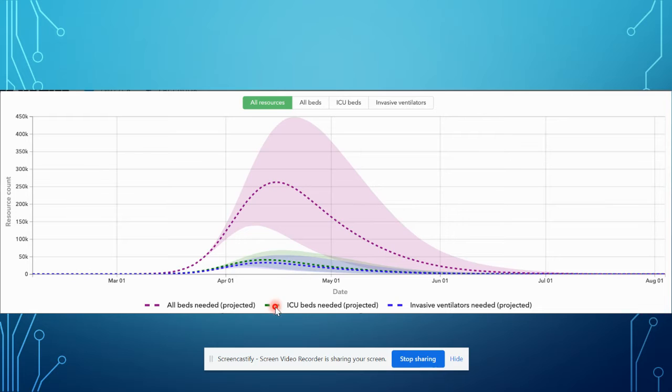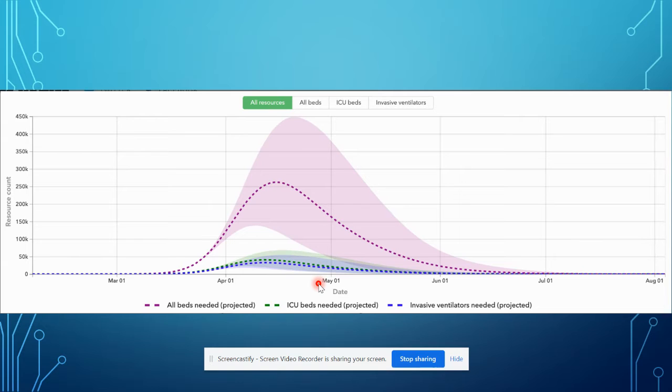All right, so ICU beds needed. Projected ICU means intensive care unit. So this is people who are really sick and how many intensive care unit beds are going to be needed. That's the green line. And again, you can see how the green line goes up and down over dates, noting that the resource is dependent on the date.